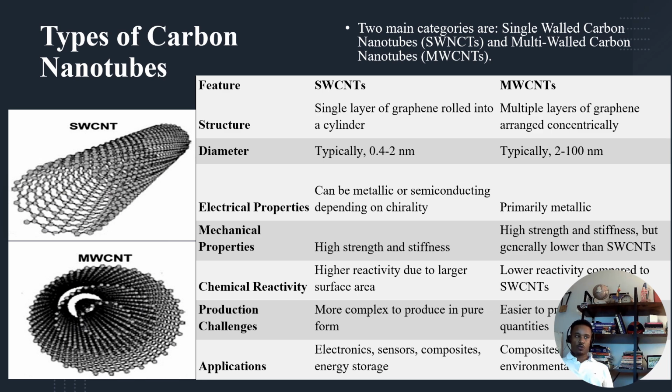But comparing these two, single-wall carbon nanotubes are more complex to produce in a pure form, and multi-wall carbon nanotubes are relatively easier to produce. Applications: single-wall carbon nanotubes can be used in electronics, sensors, composites, and energy storage. Like we have seen, electronics and sensors, because they can be semiconducting as well. And multi-wall carbon nanotubes can be used in composites, filtration, and environmental applications.